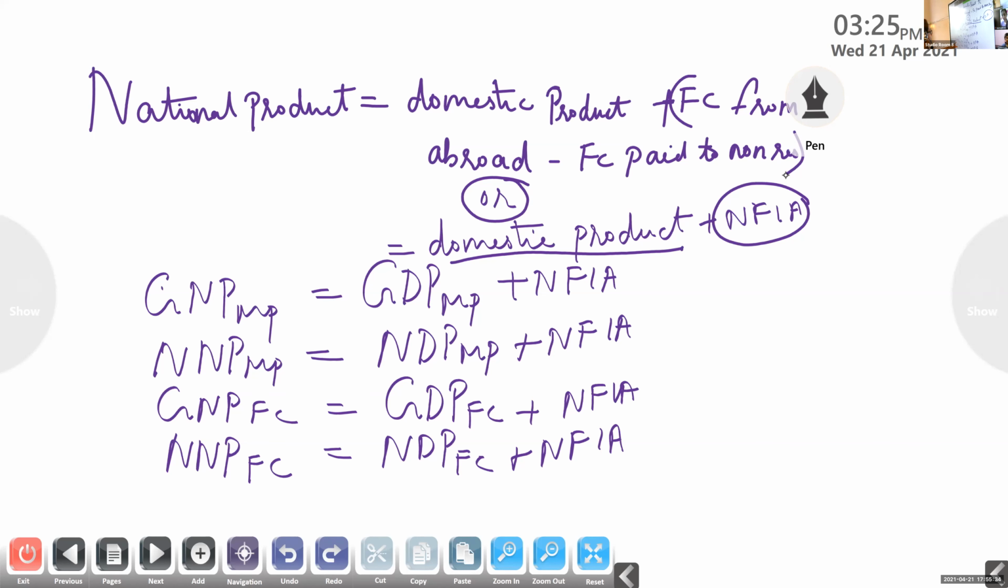Now, third one, GNP, gross national product at FC. That is GDPFC plus NFIA. When we have to find something from here, you know how to find GDPFC, there will be another formula. So apply that plus NFIA. That is what we have to do. Okay, now net national product at FC is equal to, how can we find out? NDP at factor cost plus NFIA.